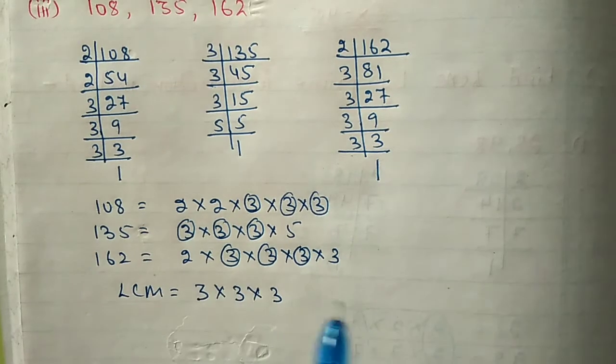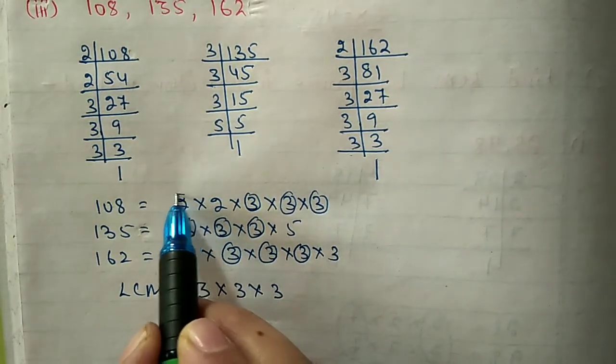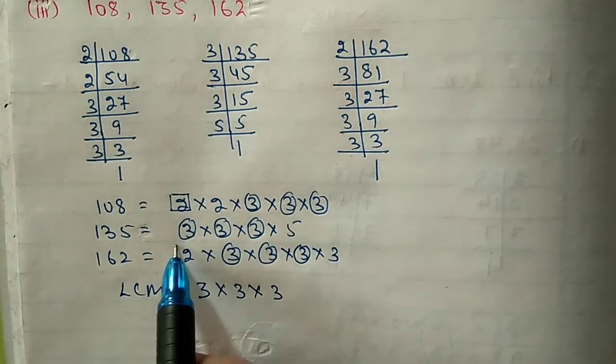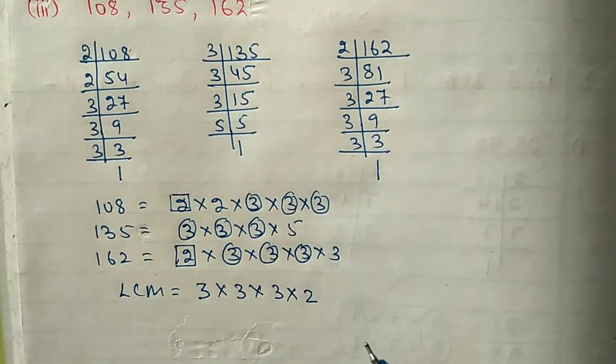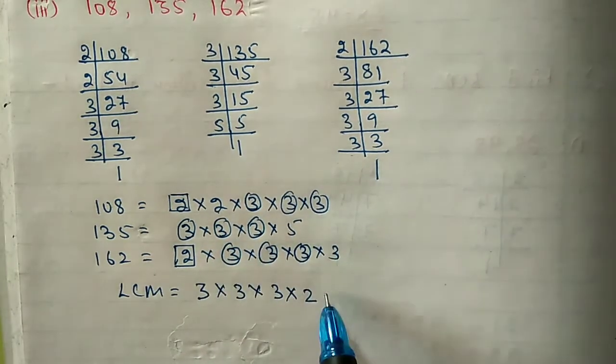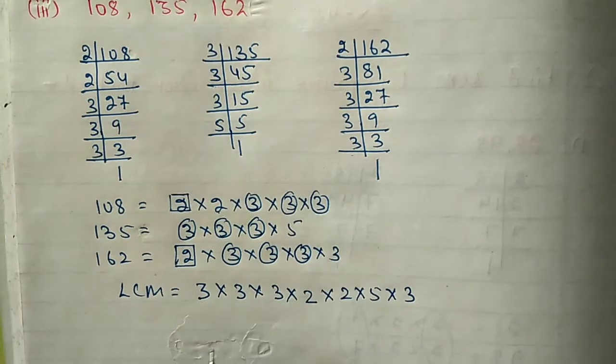Now from 2 2 we will take. So from these two, 1 2, this 2 and this 2 is common. After this nothing else is common. The remaining numbers you have to write and multiply these numbers.